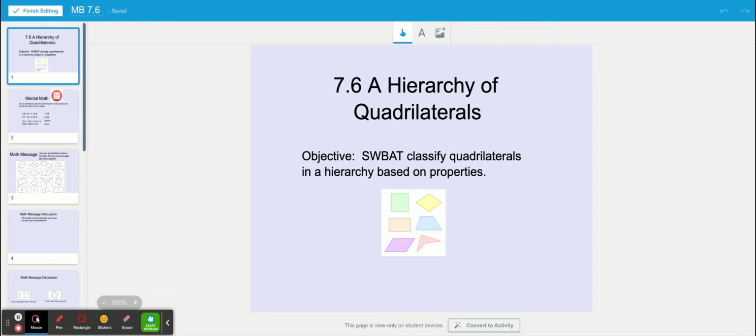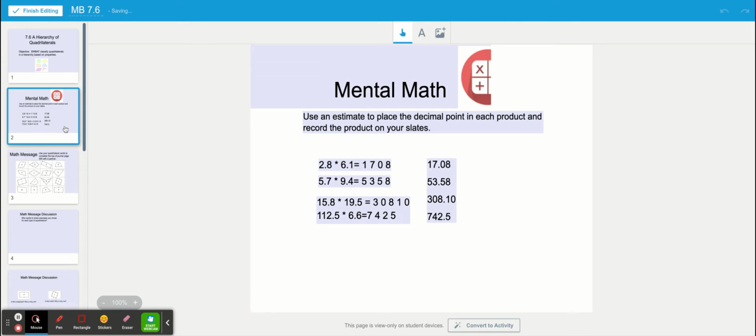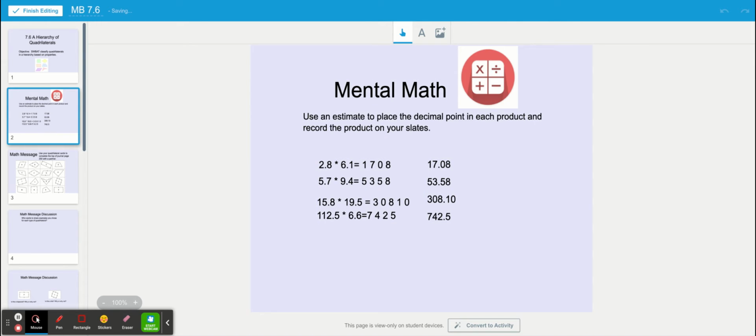Okay. So we are on 7.6, a hierarchy of quadrilaterals. You'll see our objective today is to be able to classify quadrilaterals in a hierarchy based on properties. So you see some quadrilaterals here below. Let's start off with our mental math. I want you to take a look.